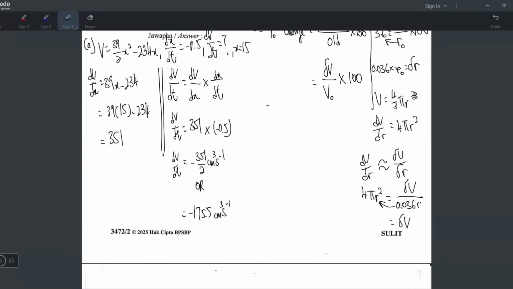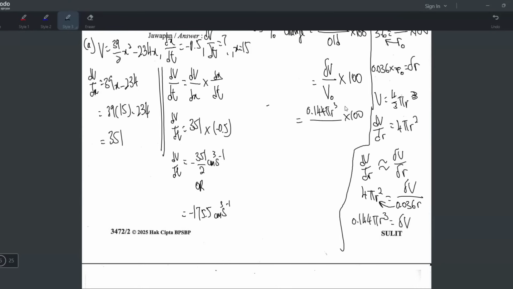4 times 0.036, you're going to get 0.144. And of course, the pi is still there. The R square times R will be R power 3, R cube. Okay, this is the delta V. Of course, we can put it inside here, right? But later, they're asking for percentage change. So I also need the V, right? Okay, so the delta V is 0.144 pi R cube.